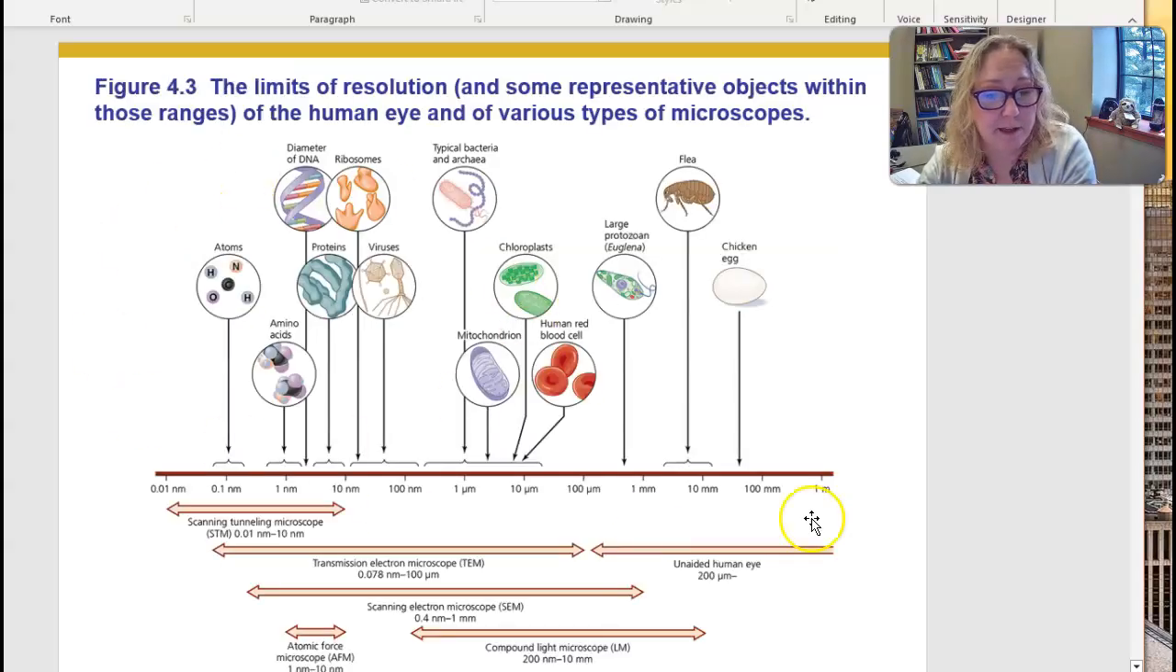Here's just some things that you can see under our light microscope, right? So you're not looking at DNA. Nope, you're not seeing it. You're probably not seeing proteins. You're not seeing the ribosomes. You're not seeing any of that stuff, right? You're seeing typical bacteria. That's what we're looking at, okay?